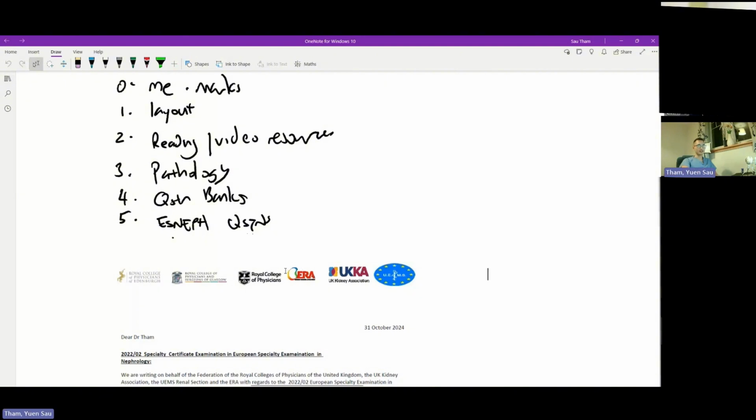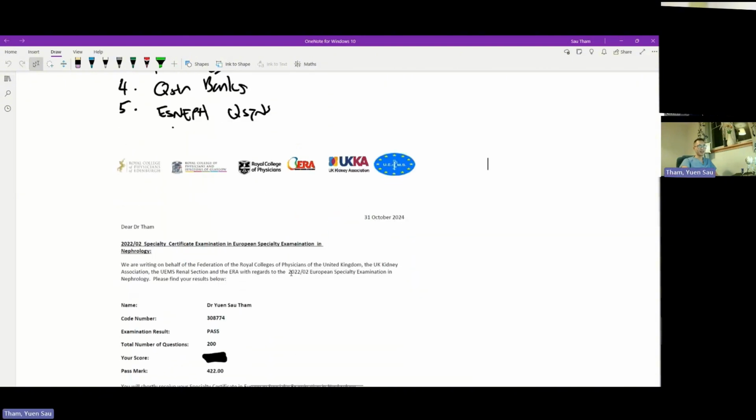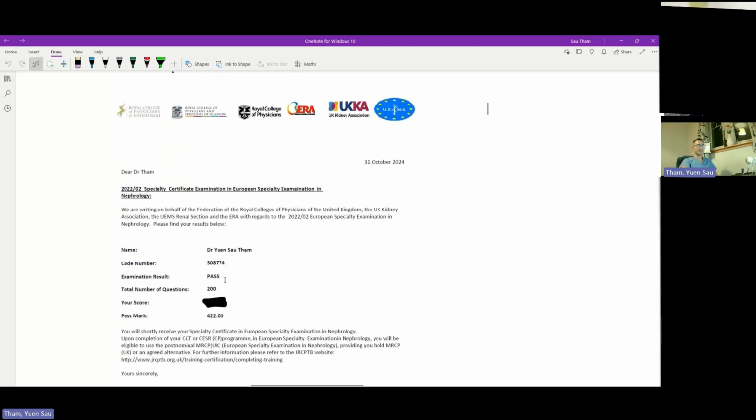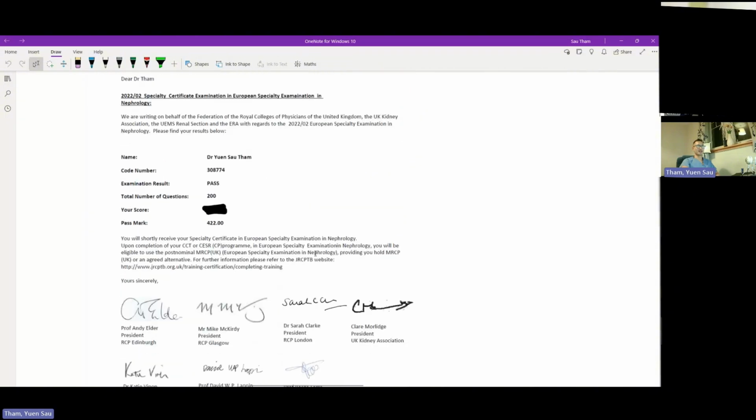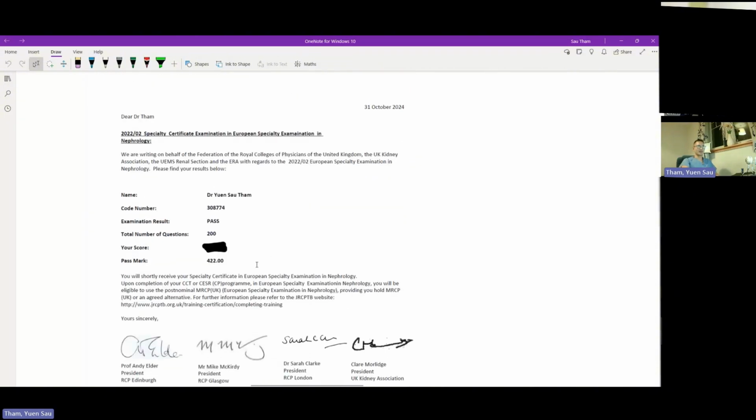So the very first bit is this certificate over here. Can you guys see it? So this is the certificate that I am wishing upon you guys to receive. It's this certificate that's got these various tags on it, signed by various people, and basically this is what you get. Essentially, what I want to show you here is, number one, the number of questions is 200, and you've got the pass mark here.